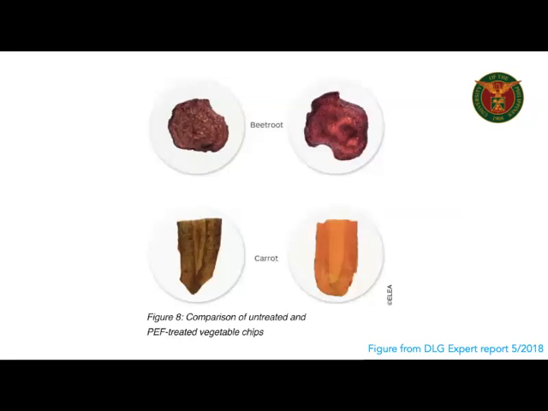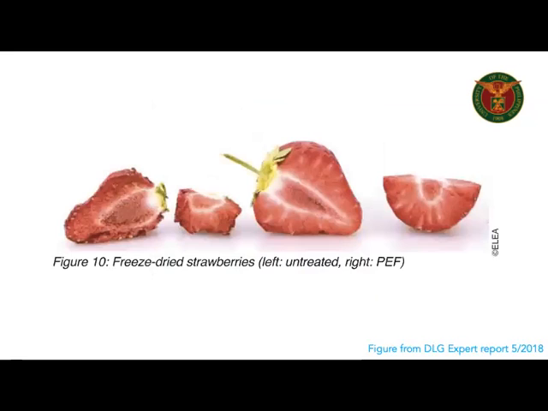Then we also have, this figure shows a difference between yung untreated and nasa left, and yung PEF treated beetroot and carrot chips. So here we can see a much better product color with PEF treatment. And then another figure, okay, this is very interesting when you look at it. So this figure shows the impact of PEF treatment on freeze-dried strawberries. So you will see, ito po yung untreated, ito po yung bago i-freeze-dry ay nag-undergo muna ng PEF treatment, and you can really see yung difference, okay?